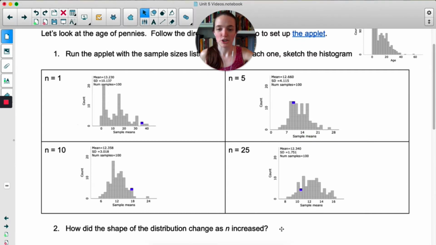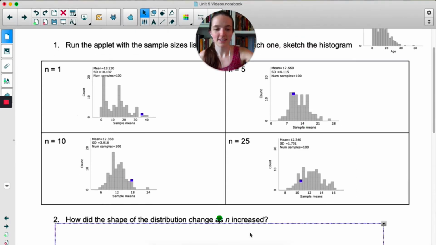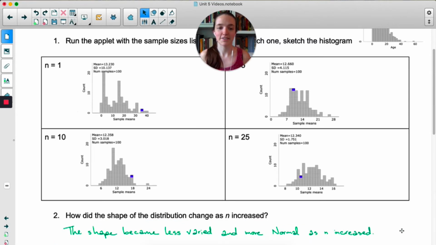So here's what mine looked like when I did it. When we're looking at how the shape changes as n increases, the shape is getting less varied and more normal the higher up we go. So with sample sizes of 1, our range went from 0 to 40-ish. And by the time we get to 25, our range is only from 8 to 16. Now you can't really tell that because the scale has changed each time here. A flaw with the applet.